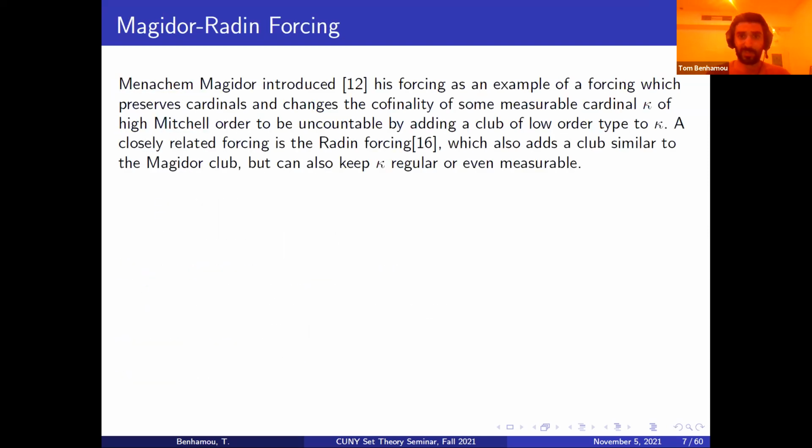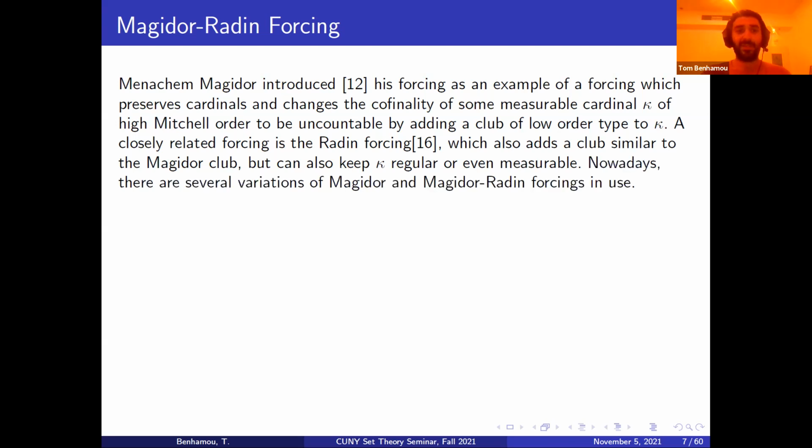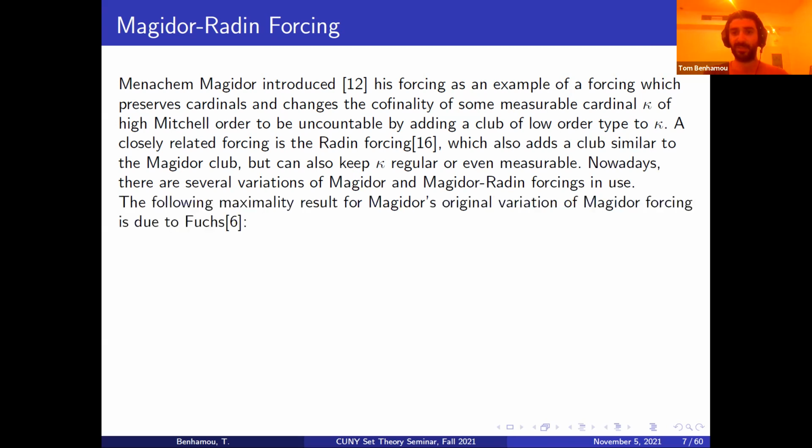There is another forcing which relates to the Magidor forcing. This is the Radin forcing. It also adds a club with similar properties to the Magidor club, but it has the property that it can keep kappa regular or even measurable. Nowadays, there are several variations of Magidor and Magidor-Radin forcing which are used, and we will describe formally the one which we are going to deal with.